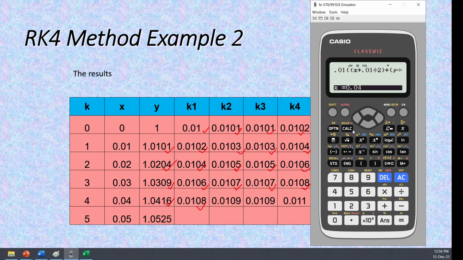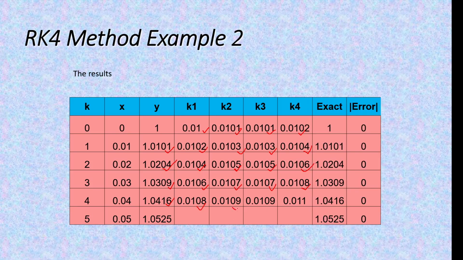Calculate. X 0.4 correct. Y 1.0416 correct. A is, so you see A from here, 0.0106 needs to be added to 0.0108. So you get here 0.0109. Okay, this one is correct.